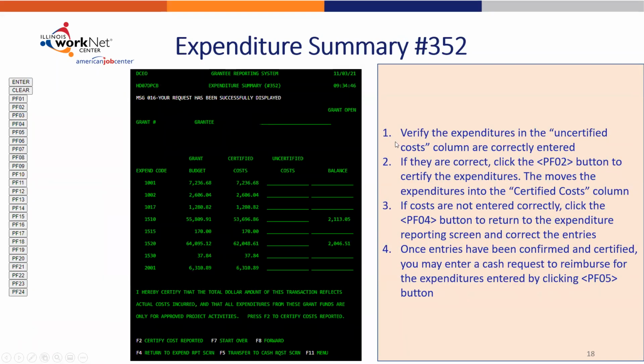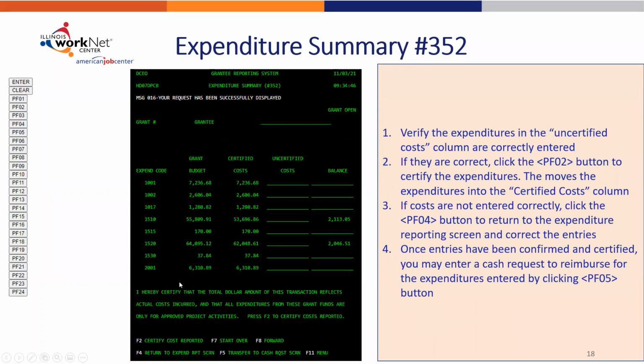So, the expenditure summary. What this screen does is, say you finished entering your expenses for May of 2022, and you're ready to certify those costs. So you're saying that, for example, in this one, you had $7,236.68 of costs in the month of May. What you're doing here is it would actually show up as an uncertified cost right here. Once you verify all the costs that you've entered, you'd hit F2 to certify the cost reported. That moves those funds over to certified costs, and that allows you to request cash off of those certified costs.